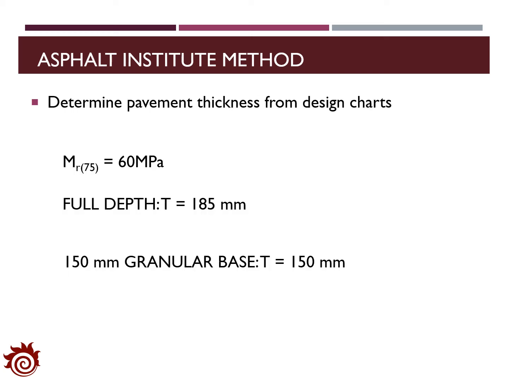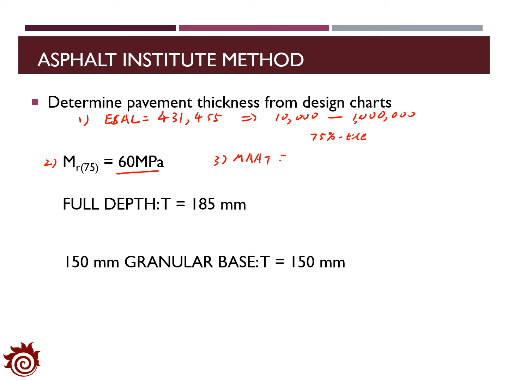Now we can go to calculate the pavement thickness from the design charts. From the previous analysis, we know that the ESAL for the design period is 431,455, which is actually between 10,000 and 1 million. In this range, we have to choose the resilient modulus at 75 percentile. And with the figure in the previous page, we found that the 75 percentile of MR is 60 megapascal. Then we can use the information of ESAL, the value of MR, and the selected mean annual air temperature MAAT as 15.5 degrees to select the appropriate design charts.